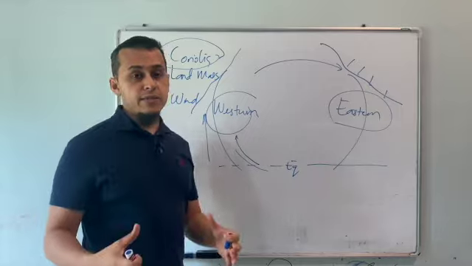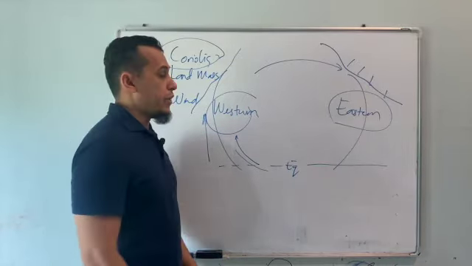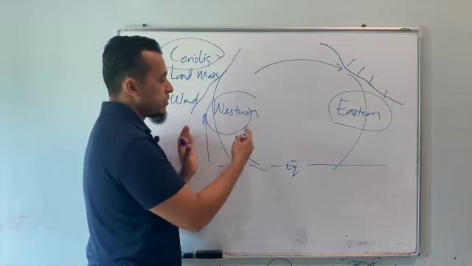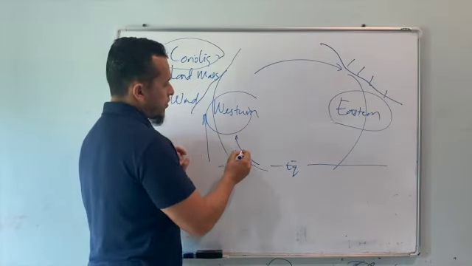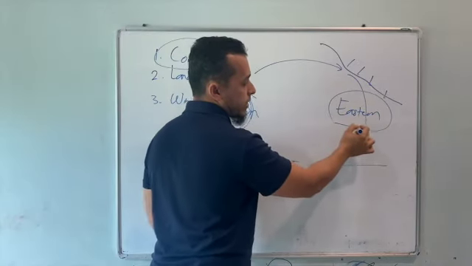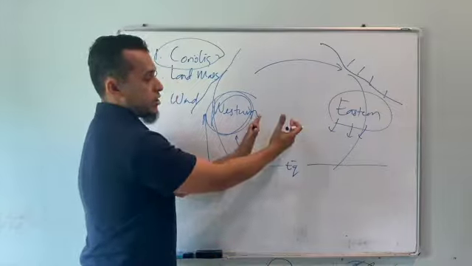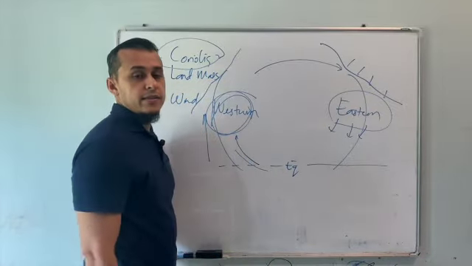So that's the basic concept of western intensification. When you have western intensification, you have very strong western currents, and then a very weak eastern boundary current, because it's shifted and squeezed to the western side.